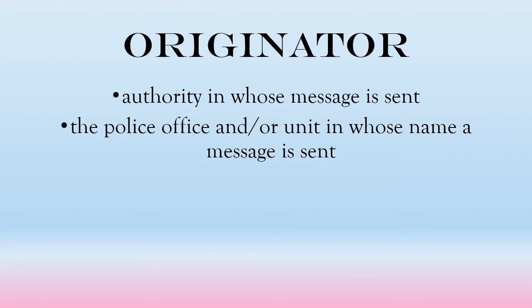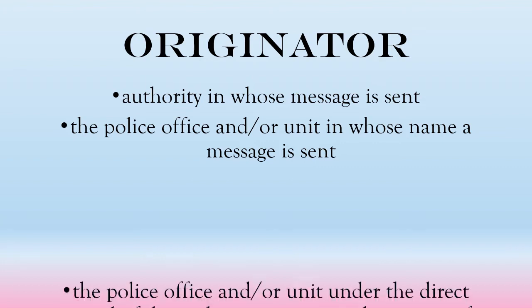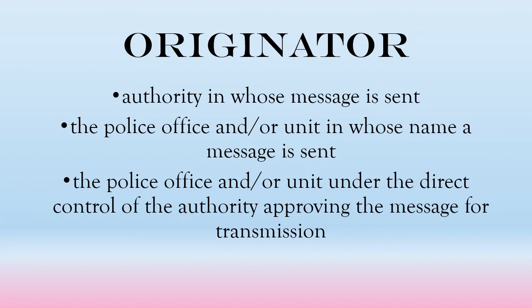Okay? Or pwedeng whose name a message is sent. So, sino ang chief of police ng Tacurong City? Yun yung originator. Nilagay doon kung siya ang may authority. Okay? Another is the originator is the police office and or unit under the direct control of the authority approving the message for transmission. Ito yung sabi ko na si Chief of Police. Siya yung may direct control of the authority approving the message.